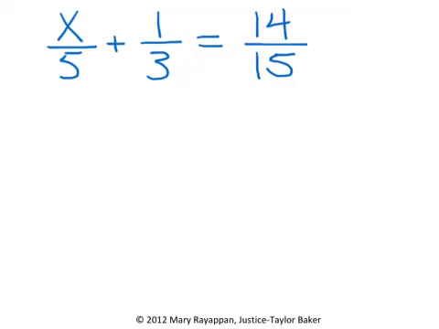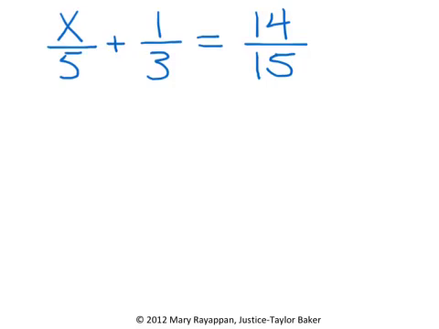Hi, I'm going to take you through the steps of how to solve the equation you see here. x over 5 plus 1 over 3 equals 14 over 15. You notice that there are a whole lot of fractions in this equation, and the fractions can make solving the equation difficult. To make life easier for ourselves, we're going to multiply both sides by the lowest common denominator over 1 so that we can eliminate all the fractions.